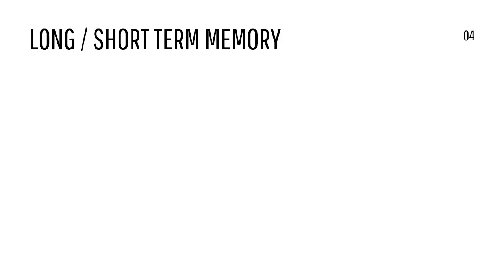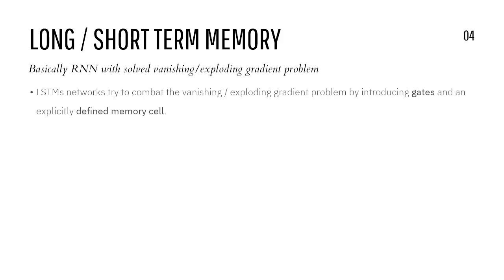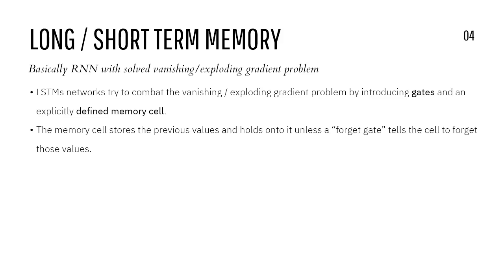And the fourth is long short-term memory, or LSTM. Honestly, I don't really know the proper way to read this architecture, but basically this is the RNN with the vanishing problem solved. The LSTM network tries to combat the vanishing problem by introducing gates and an explicitly defined memory cell. Before, the weights file was used to store the past data; in this LSTM, the memory cell stores the previous values and holds onto them unless a forget gate tells the cell to forget those values.